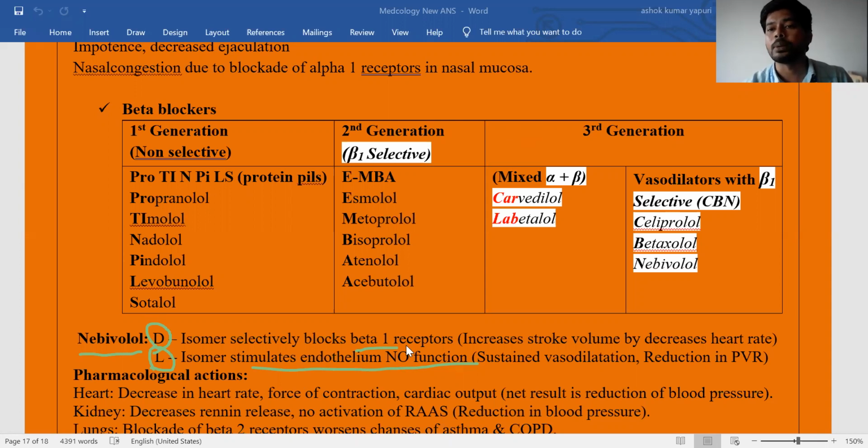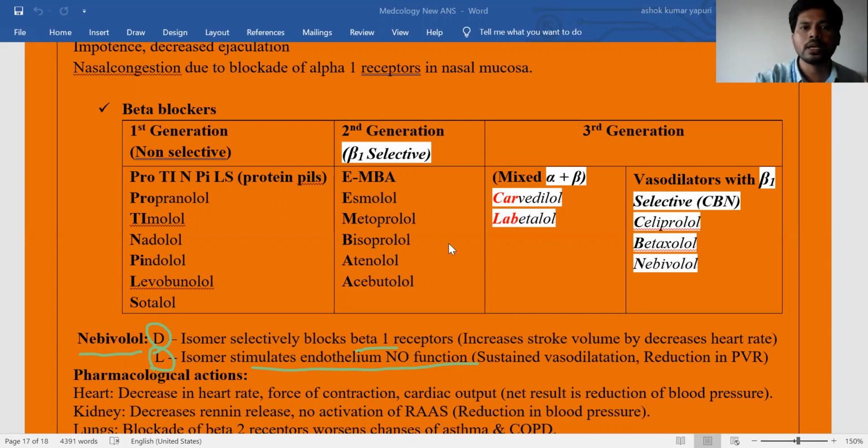It is released from the endothelium. Endothelium is the lining layer of the blood vessel. When the endothelium releases nitric oxide, it causes vasodilation. That's why nitric oxide is also called endothelium derived relaxing factor, EDRF. E means elephant, D means donkey, R means right, and F means fellow. So EDRF, endothelium derived relaxing factor, is another name for nitric oxide, which causes vasodilation.